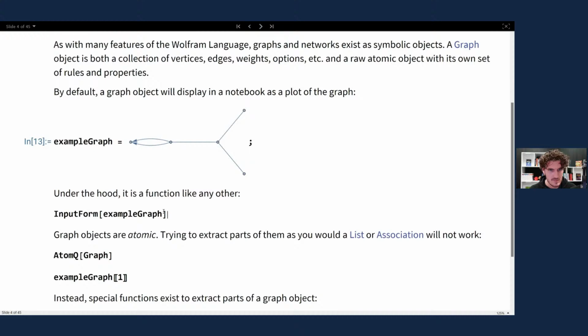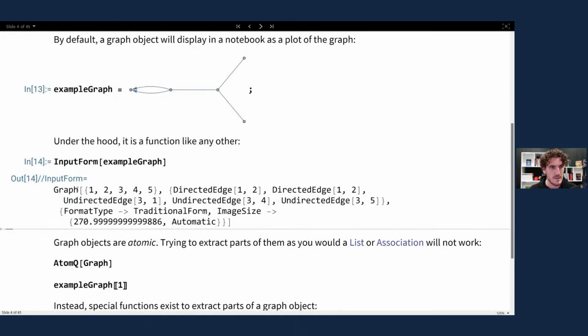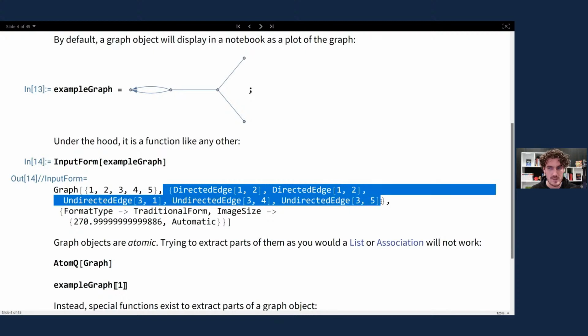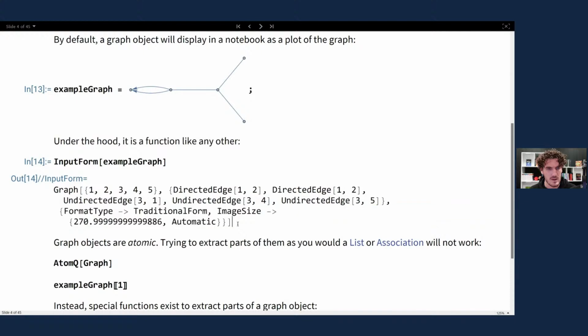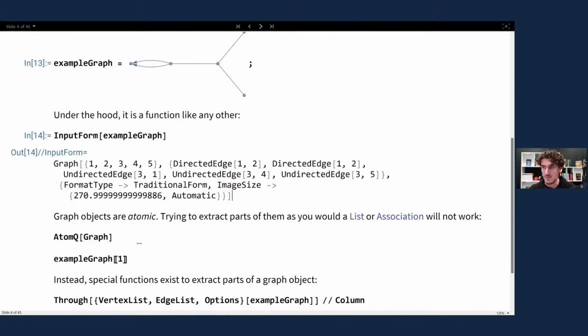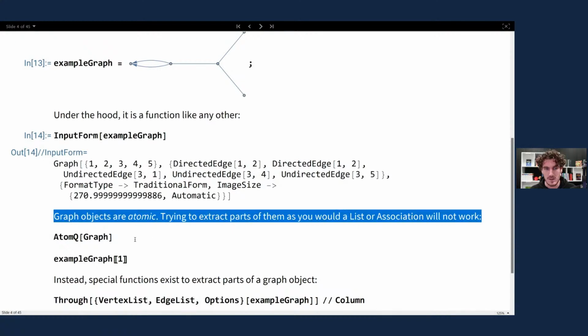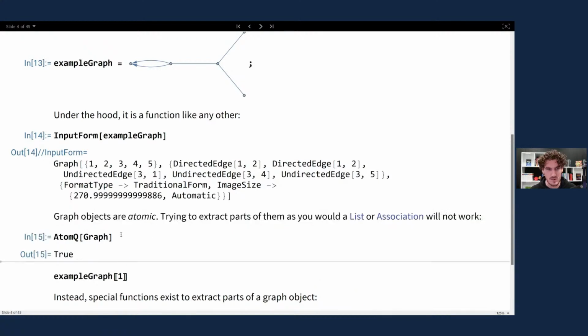We can look at the input form of this and see that we have a head of graph, a list of vertices, and a list of edges, which are specified as to whether they are directed or undirected. Some format type here, some image size options, that kind of thing. And this is what I was talking about being atomic. You can describe them as atomic if AtomQ returns true.